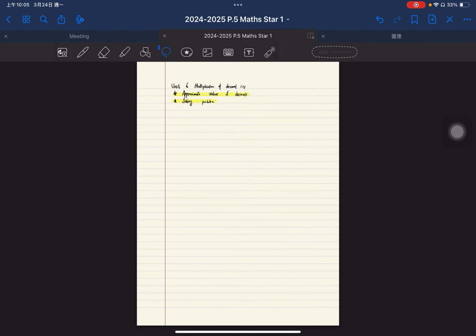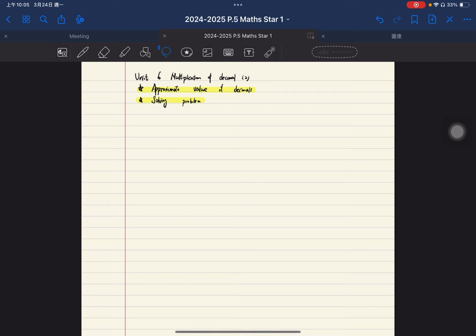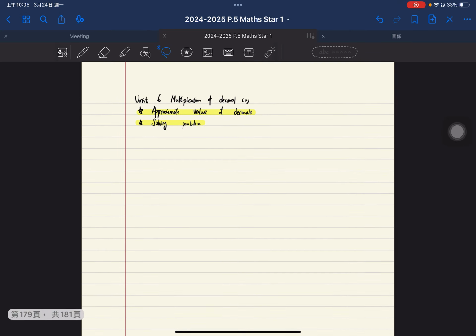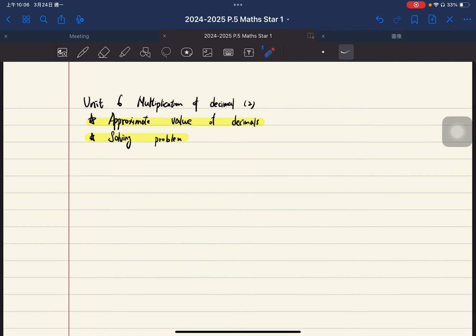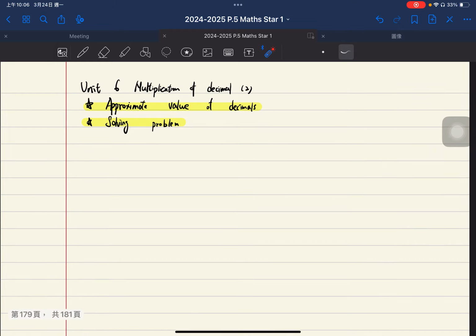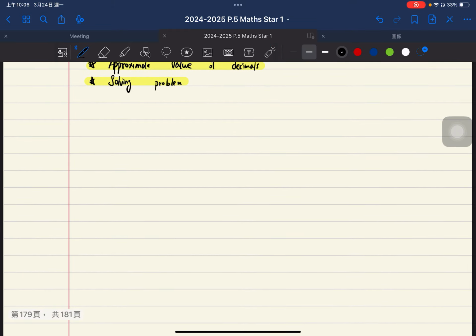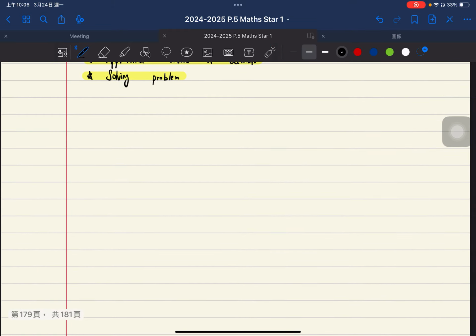Okay. Hello everyone. So, the topic of this year is about the multiplication of decimals. In this chapter, there are two main key points. One is about the approximate value of decimals, and the second one is about solving problems. So, let's first talk about the approximate value of decimals. It's not a very difficult idea.